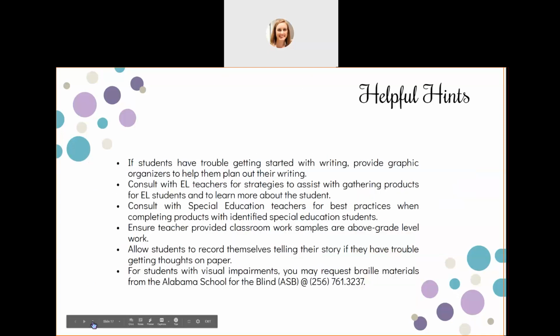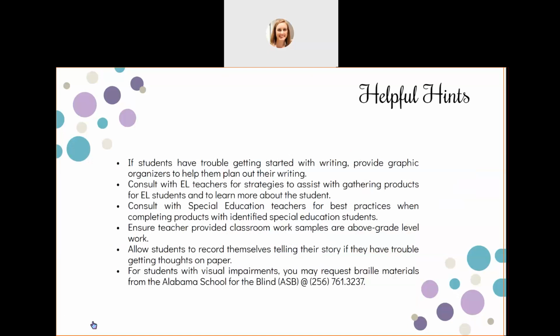Some helpful hints: if students are having trouble getting started with their writing, you might want to think about providing them a graphic organizer so they can plan out their writing. Sometimes that helps students and makes them feel a little more comfortable with getting their writing down on paper. You also may want to consult with your EL teachers for strategies to assist with gathering products for your EL students and to learn a little bit more about the student. Same thing with special education students. You can work with those special education teachers for best practices and strategies to help students complete those products with success.